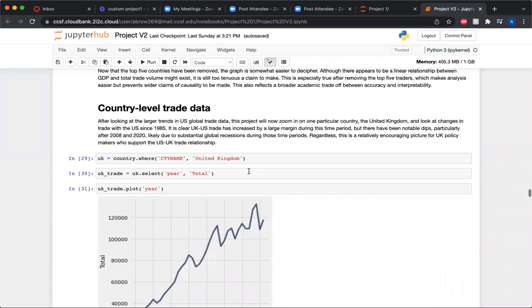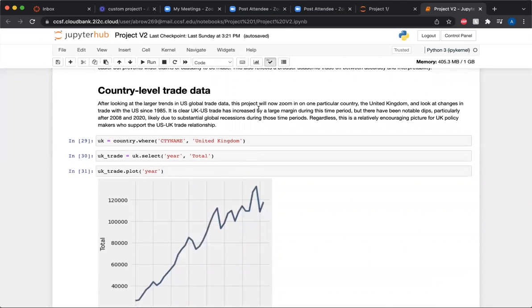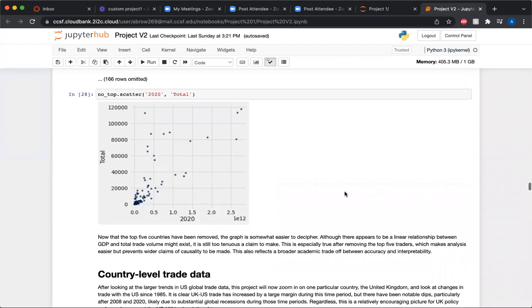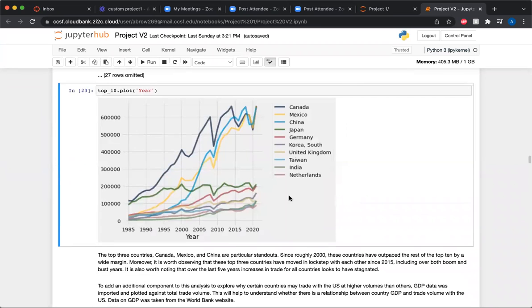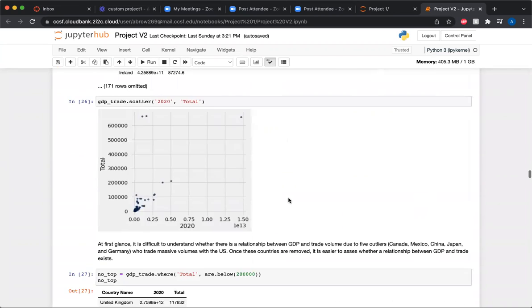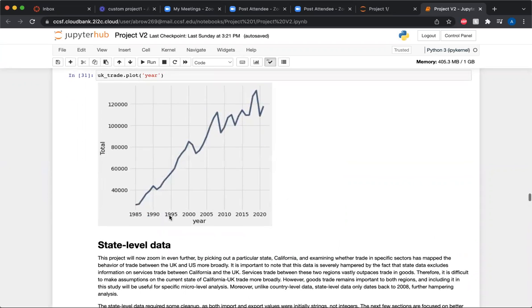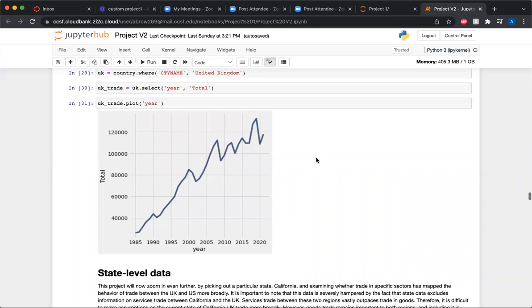So then I zoomed in on the UK specifically, and plotted that over time and compared it to the graph up here, this total trade graph, which looks like the UK hasn't really increased very much because it's overshadowed by the top three, which have really seen a boom in the last 30 years. The UK still has definitely increased in its trade volumes with the US, and pretty substantially. It's just outpaced by those top three countries, which kind of skew the visual there.